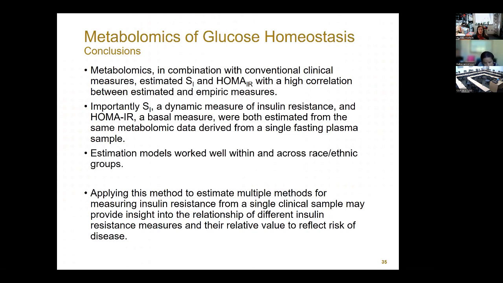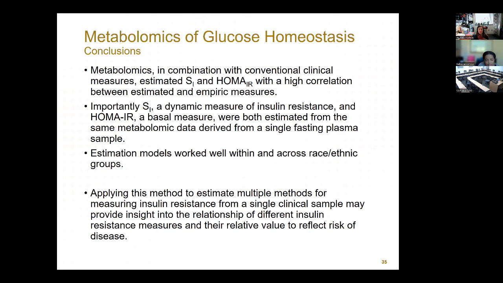So some conclusions from this work, which is really still evolving, is that metabolomics in combination with conventional clinical measures can estimate SI and HOMA-IR, with a high correlation between those empiric and estimated measures. And so although there is still room for improvement, which could include additional or different measures of adiposity, so you can think about waist circumference or waist to hip ratio, we could consider higher order interactions among our metabolites, or we could consider additional machine learning models.